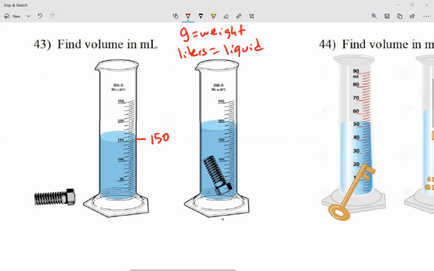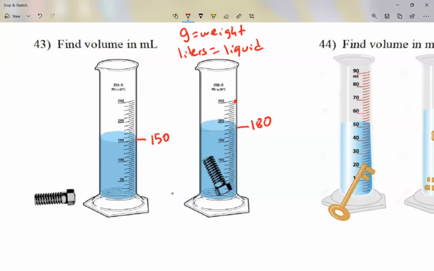Now, when I put the screw in there, it goes right here. I've got to count how many spaces there are. I noticed that from 150 to 200, there are 10 little spaces. So I'm going to say each space is 5, right? Each of these little spaces is this much. That's 5. So it looks like that is 180.